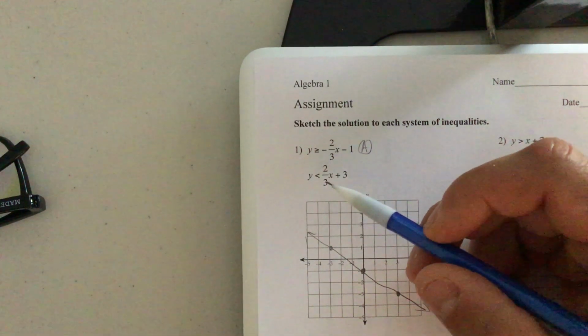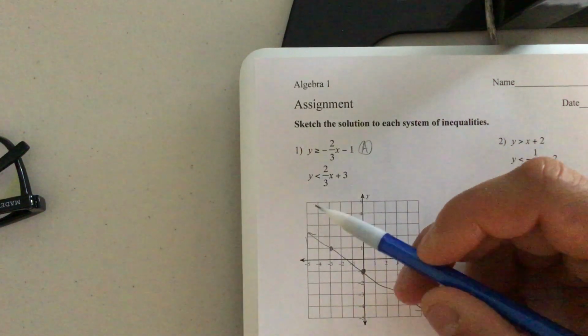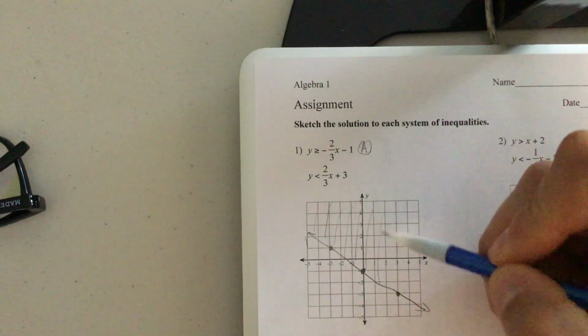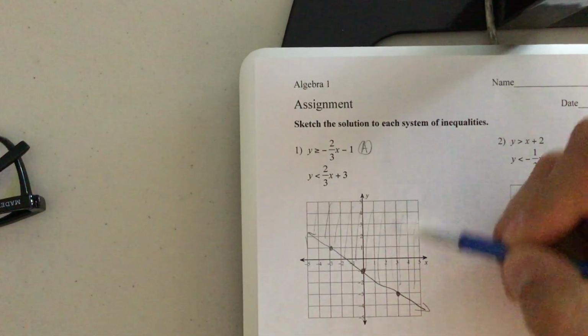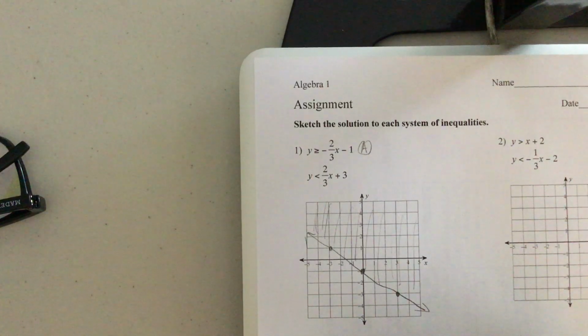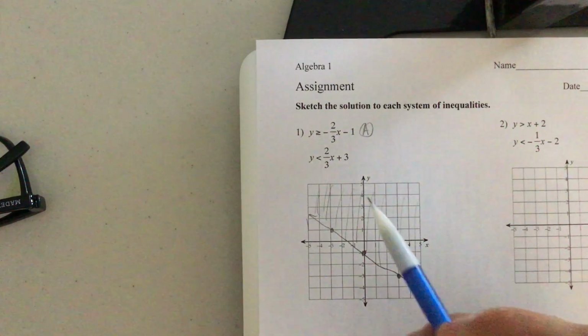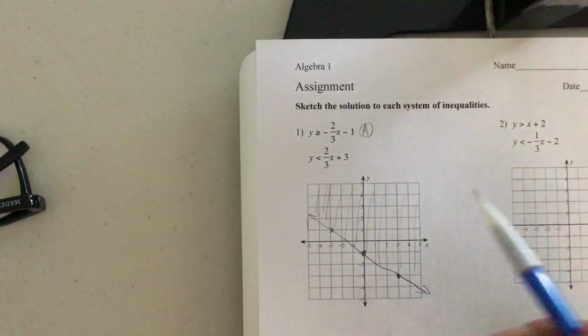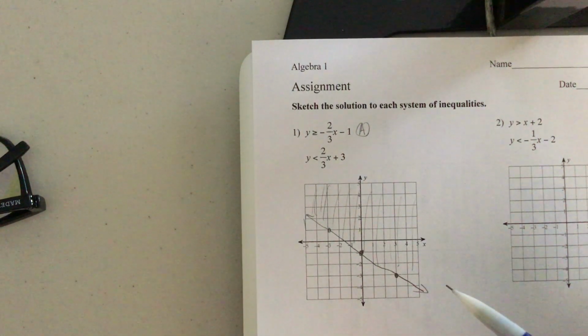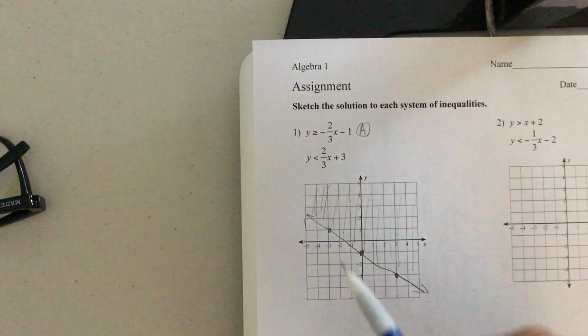Here's one of the newer parts of this. Shade very lightly above. If you're saying, Mr. Herr, why does that matter? Trust me. And if you're doing it on a PDF, make that one color, maybe pink, and then we'll make our other graph a different color. Trust me, you'll see why.